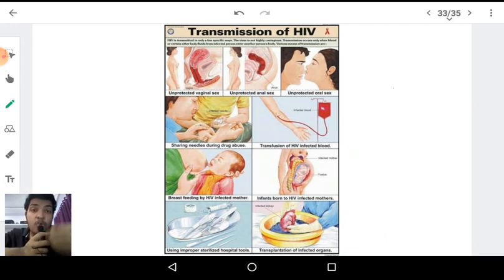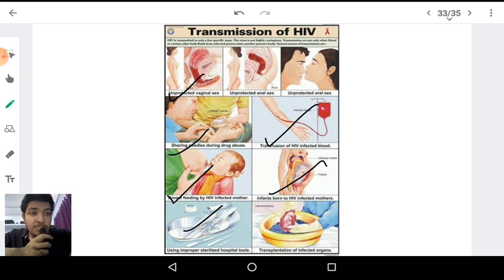First way is through unprotected sex. Second is due to the sharing of needles during drug abuse. Third is the transfusion of HIV infected blood. Fourth is the breastfeeding by HIV infected mother. Next is infants born to HIV infected mothers, using improper sterilized hospital tools, and transplantation of the affected organs.